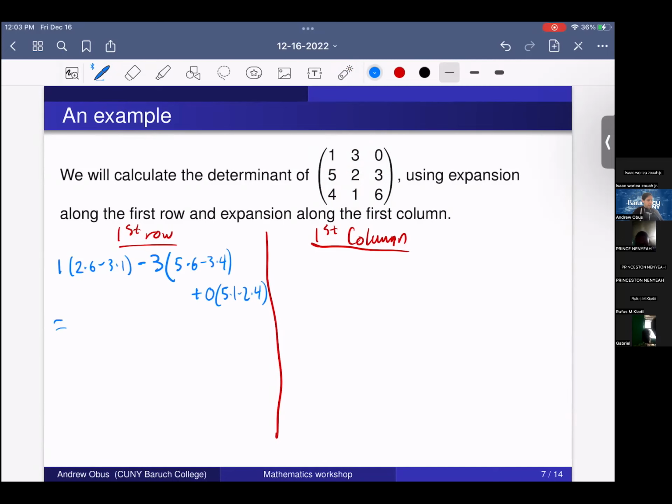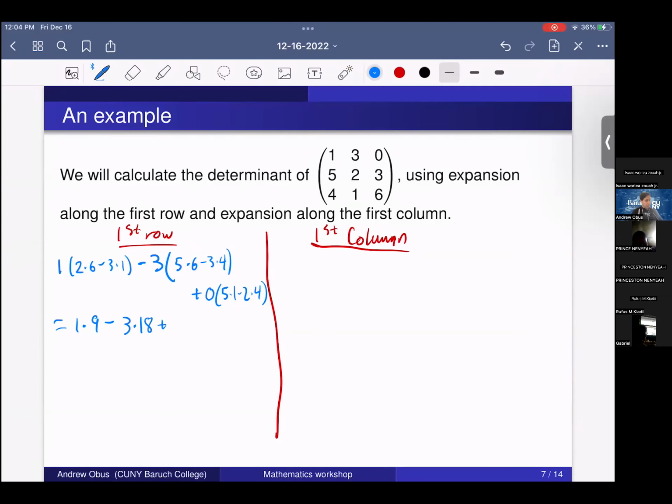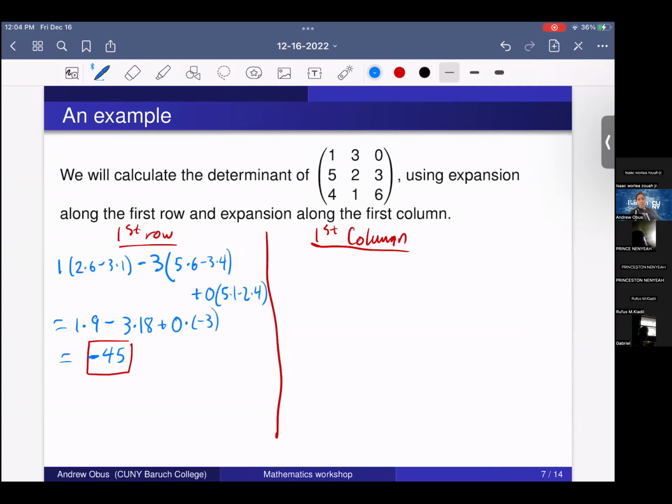Okay, and so if we calculate this out, this becomes 1 times 9 minus 3 times, so 5 times 6 minus 3 times 4, that's 30 minus 12, so minus 3 times 18, and then plus 0 times minus 3. And all in all, this becomes, so that's 9 minus 54, so this should be minus 45. So for this determinant, we get minus 45.